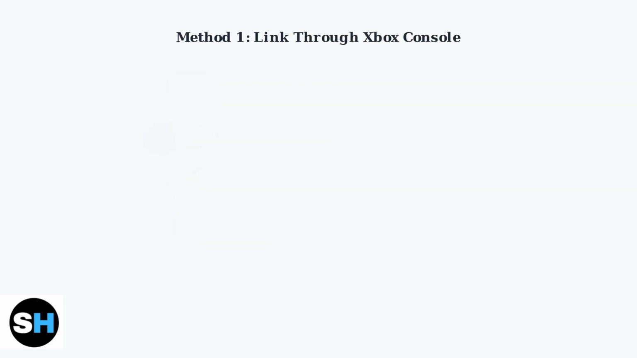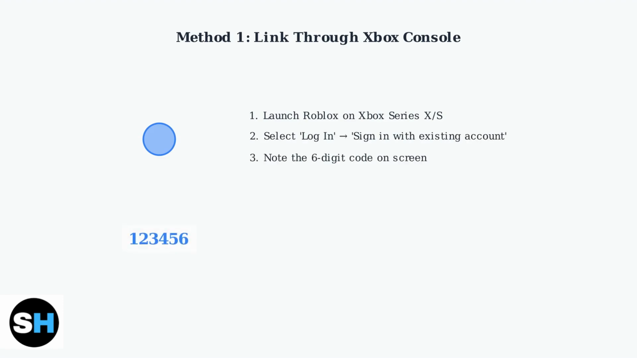There are two methods to link your accounts. The first method uses your Xbox console directly. Launch Roblox on your Xbox Series X or S, select Login, then choose Sign In with existing account. A 6-digit code will appear on your screen. Next, on a mobile device or computer, visit roblox.com/cross-device-login, enter the 6-digit code, and sign into your existing Roblox account to complete the linking process.